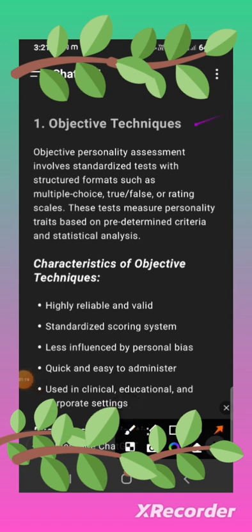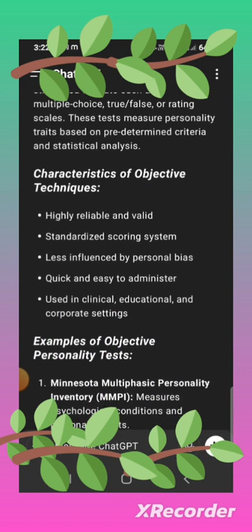Objective techniques are structured and standardized tests used to assess personality traits quantitatively. They consist of multiple choice, true or false, or rating scale questions and are scored using statistical methods. Characteristics of objective techniques: standardized and structured, same questions for every individual, reliability and validity, results remain consistent over time, quantifiable and easy to score, use numerical values to assess personality traits, less influenced by interpretation, responses are clear and measurable.